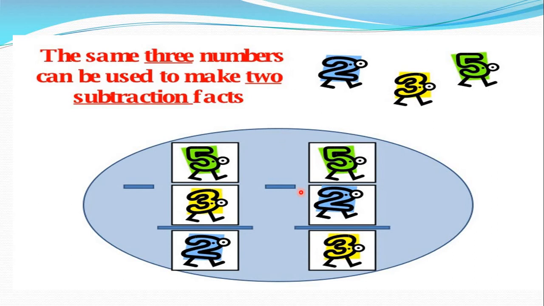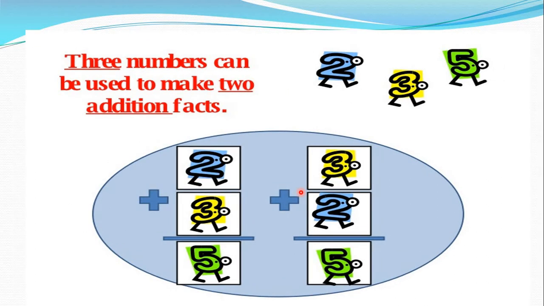Your subtraction facts are done, and now addition facts. Okay, so let's see here. Check, students. Three numbers can be used to make two addition facts. So now here, students, is 2 plus 3. 2 plus how many? 3. So the answer is what? 5. And here 3 plus 2 means 3 plus what? How many are we adding here? 2. So 3 plus 2, how many, students? 5. Okay.